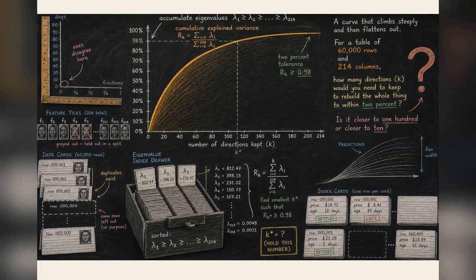Before I tell you what that buys you, guess. For a table of 60,000 rows and 214 columns, how many directions would you need to keep to rebuild the whole thing to within 2%? Work it out from what you have so far, and then hold your number for a few paragraphs. Is it closer to 100, or closer to 10?